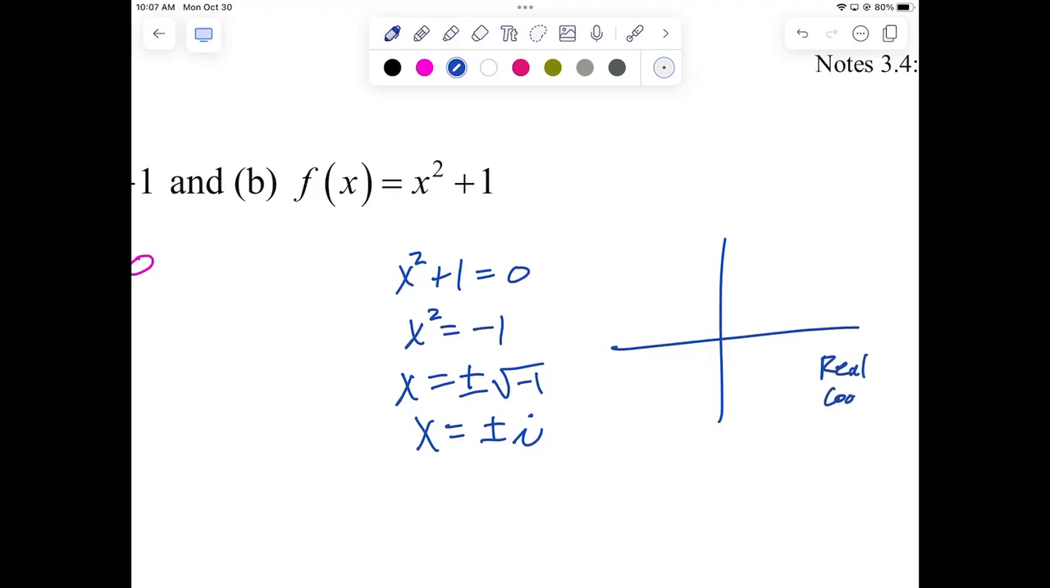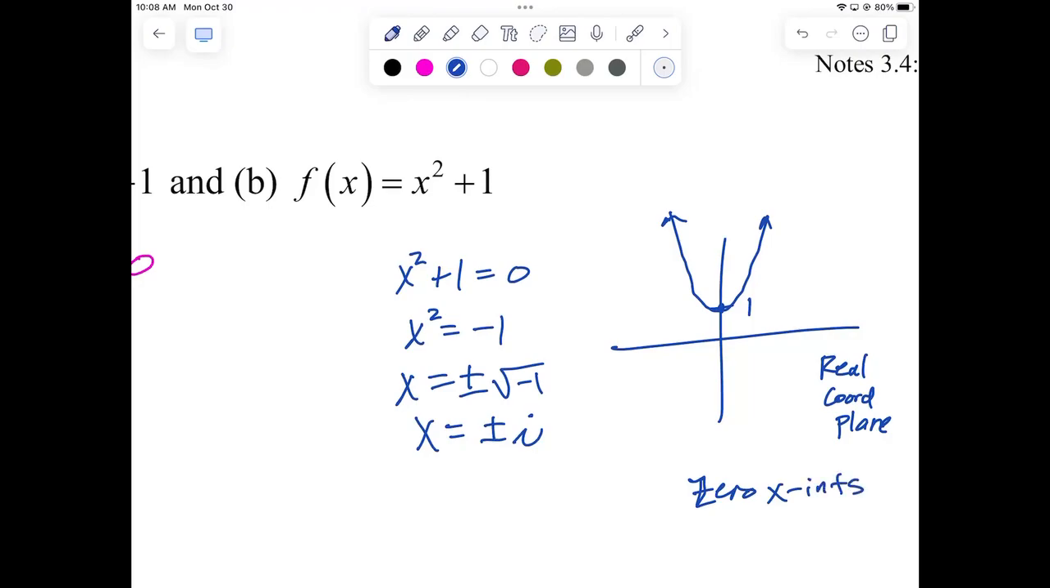This is the real coordinate plane. What does the graph of x squared plus 1 look like? Does it touch the x-axis? What does the plus 1 do to the graph of x squared? Moves it up 1, so it looks like this. How many real x-intercepts do we see? 0, right? There are 0 x-intercepts.